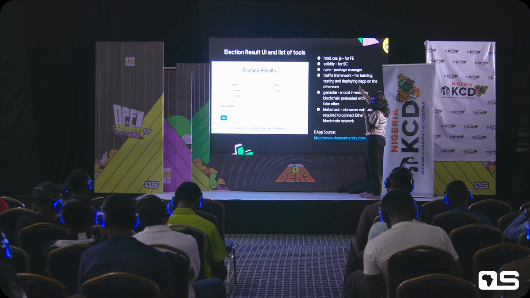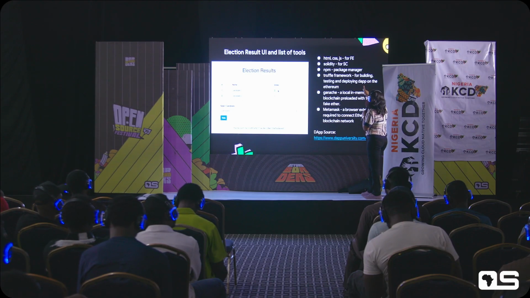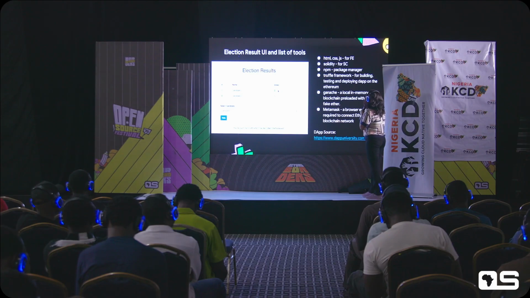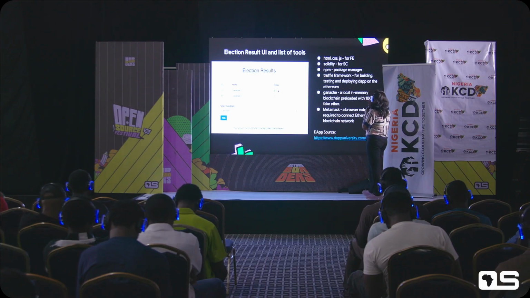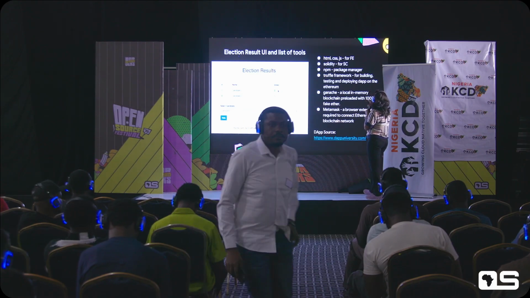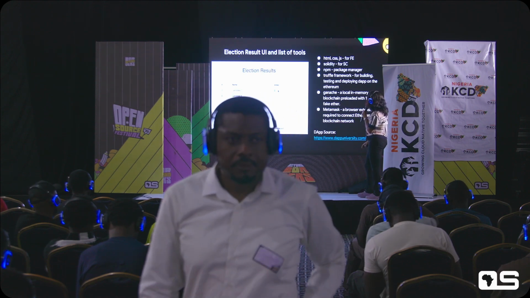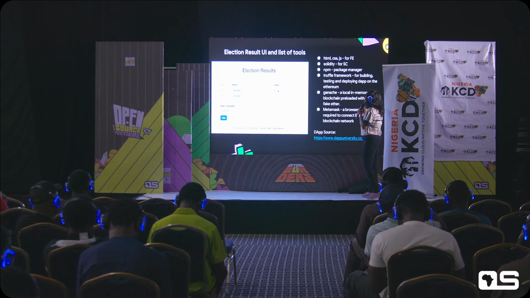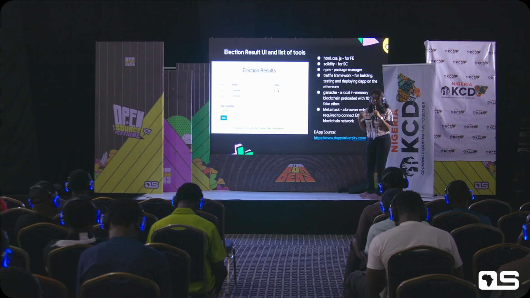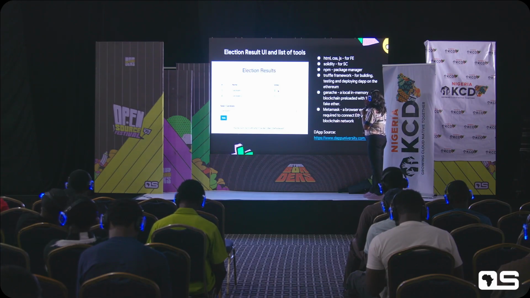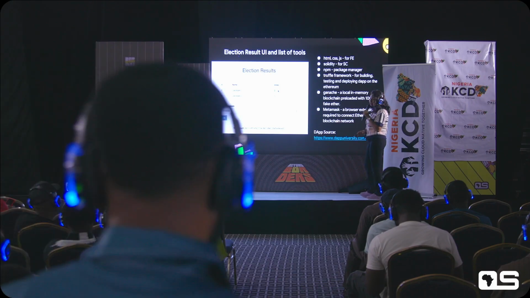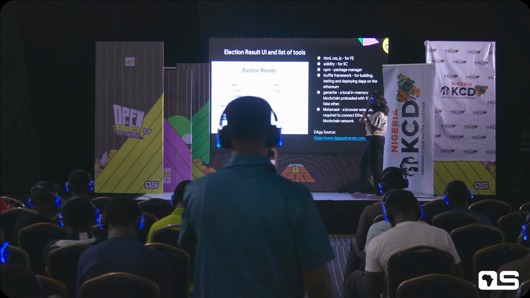So I already said the front end is built with HTML, CSS, and JavaScript. We have Solidity for the smart contracts. The package manager is npm, and a Truffle network is used for building, testing and deploying the app on Ethereum. Ganache is the local in-memory blockchain, so it has fake ether for validating transactions. And then MetaMask. MetaMask is a browser extension that you can use to run it if you're running locally. That's the source.